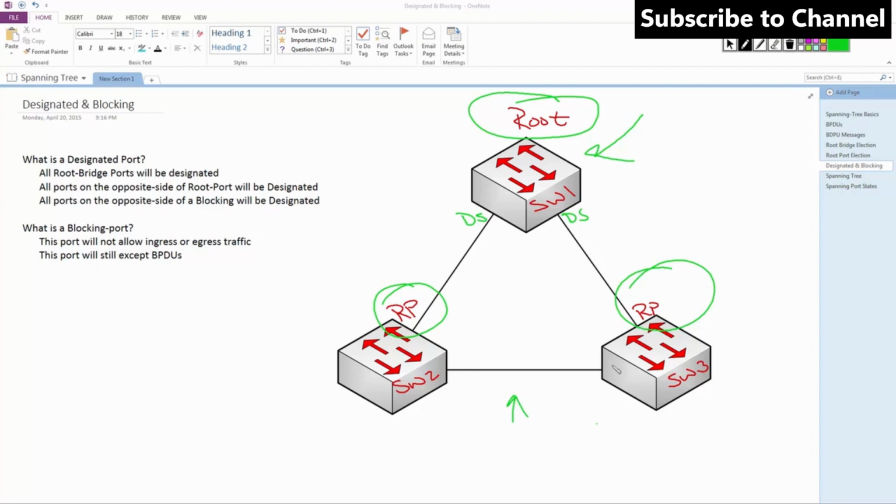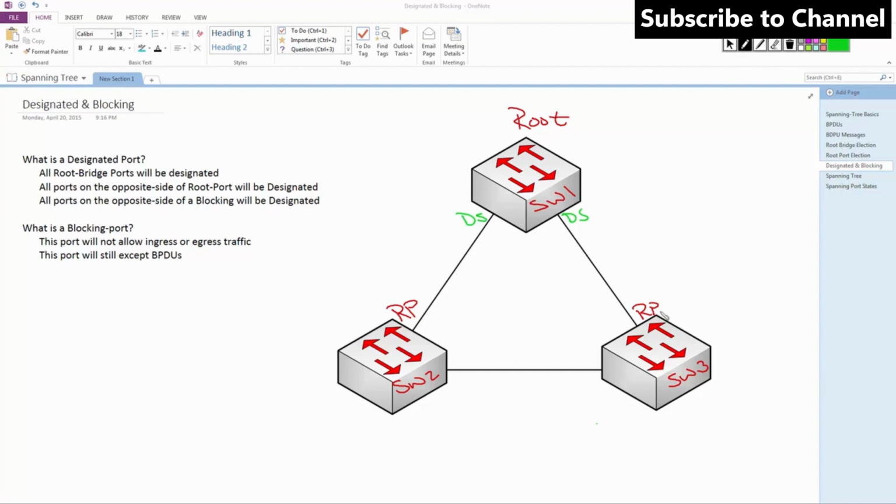And then every other link that's not a root port with non-root bridge switches has to make a decision between the links that are left behind. So we have to decide which one of these is going to be designated, which one of these is going to be blocking. We do this first. The first thing that we do, we decide who is designated, and whatever is left is blocking. So we're trying to find out who's going to be the designated port between this link.